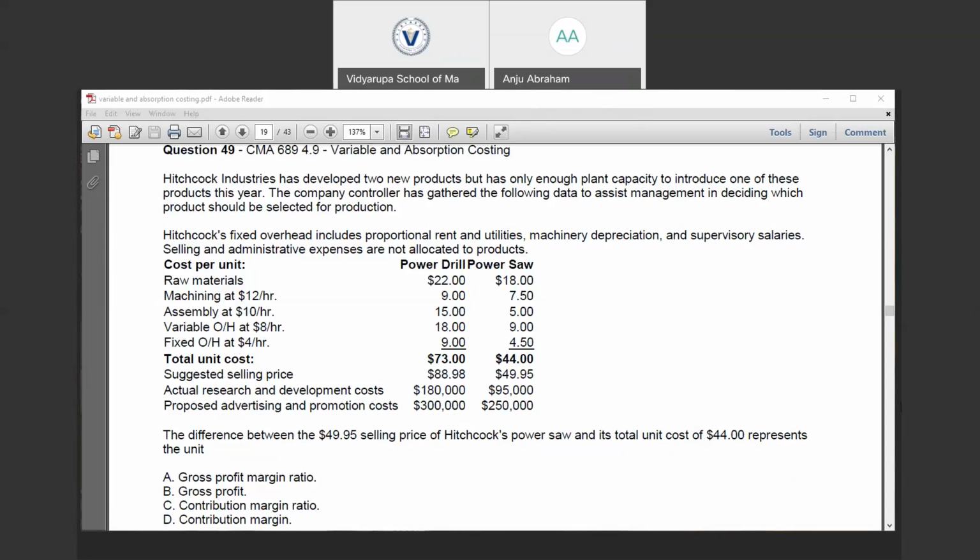Can you give me the answer? Is it gross profit margin ratio, gross profit, contribution margin ratio, or contribution margin?